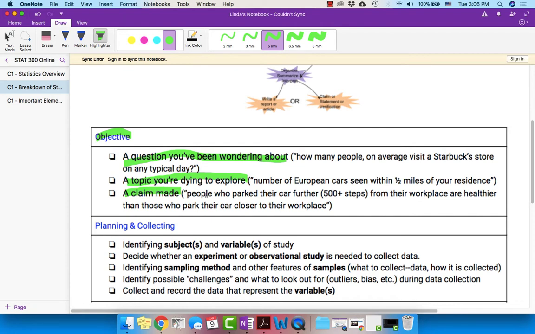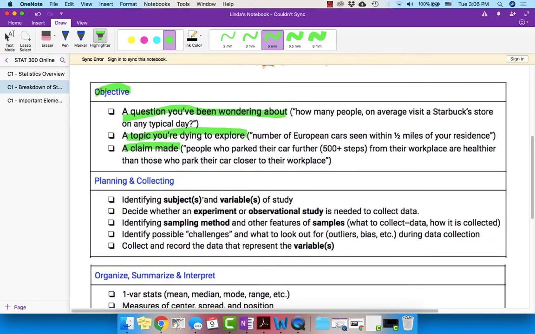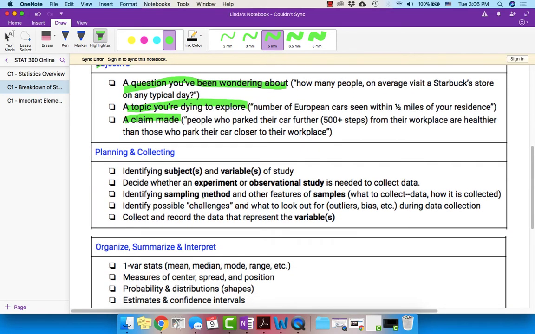such as people who park their car further, about 500 plus steps from the workplace, are healthier than those who park the car closer to the workplace. Once you have an objective, then the next step is planning and collecting.